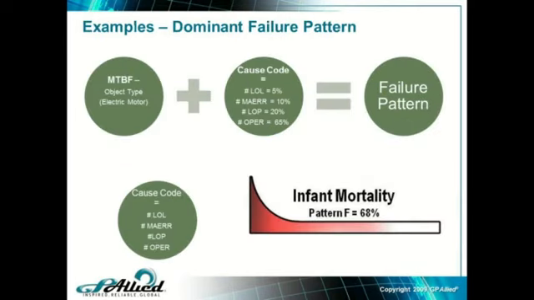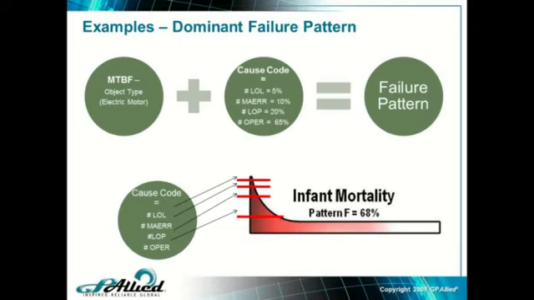Dominant failure patterns I mentioned earlier. What are they? We have mean time between failures on an electric motor, and cause codes in the failure pattern. What are they? Well, operator error, let's say, is the highest part of that slope. The lack of procedure may be the next one. Lack of lubrication may be the next one. If we can determine what those are by having the right cause codes in place, we can go after those and then bring that infant mortality down.